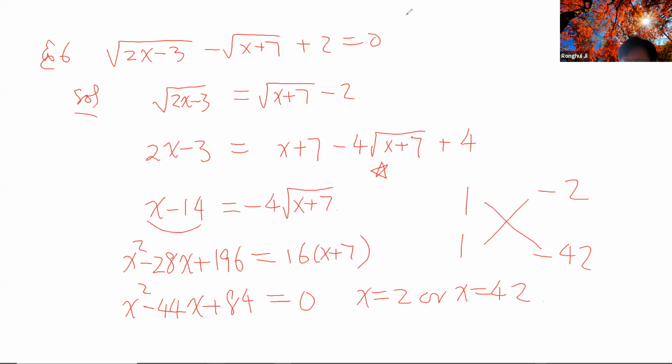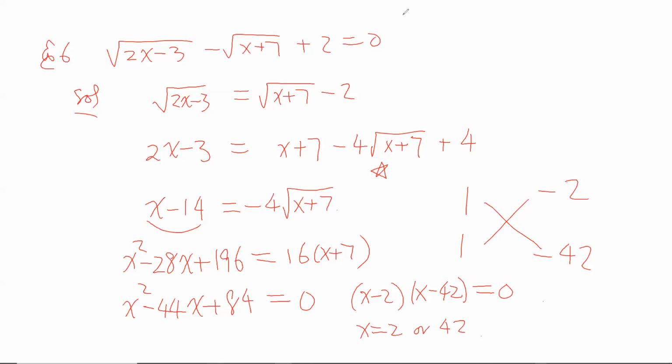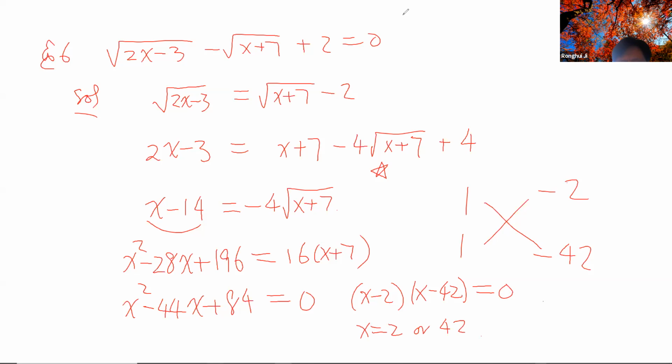Let me factor this first before I solve this, okay? So this one is x minus 2 times x minus 42, product equal to 0. So you got x equal to 2 or 42. You agree? x equals 42 is extraneous. If you put x equal to 2, you get a 1 here. This is good, right?